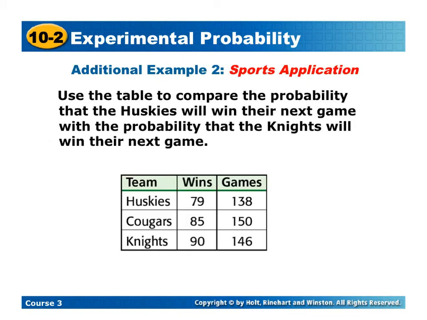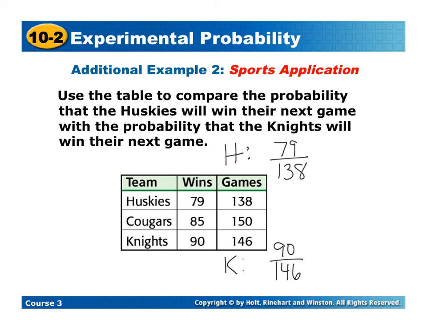Now let's look at sporting events because that relates to a lot of what we do. So here we're going to use the table to compare the probability that the Huskies will win their next game with the probability that the Knights will win their next game. So Huskies have won 79 out of 138. So that's the Huskies. The Knights have won 90 out of 146. So we want to predict who is more likely to win their next game.